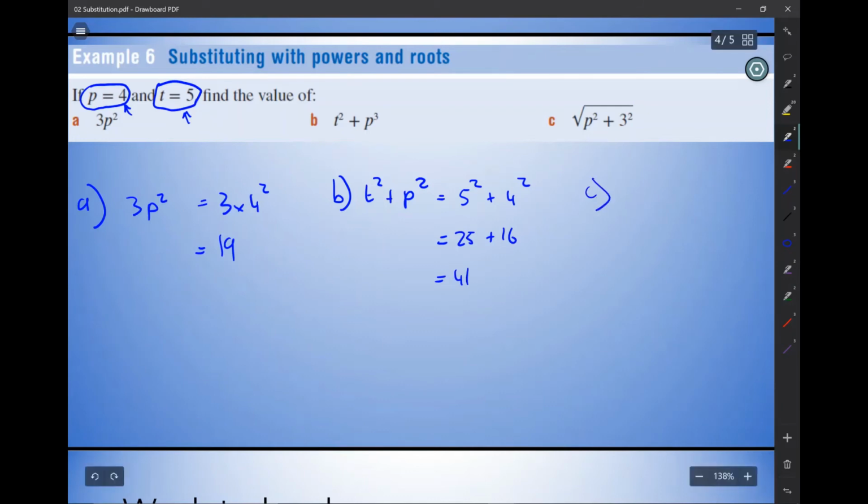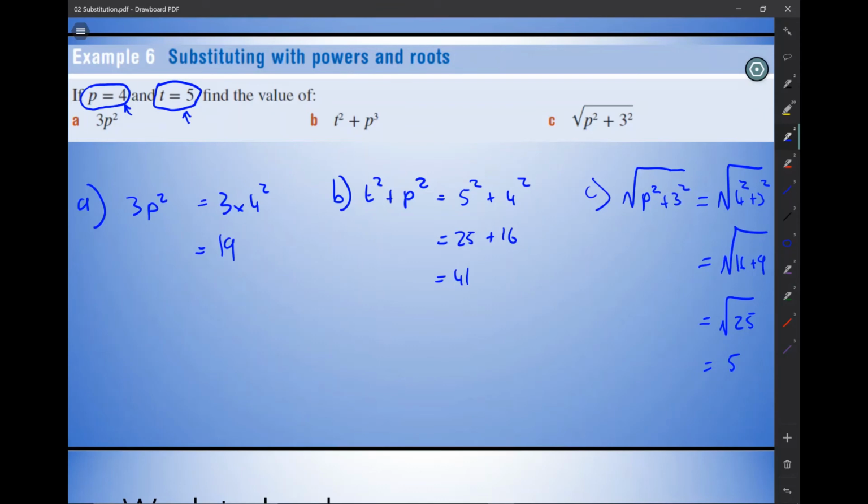And then again, over here you can get even more complicated scenarios. Which equals the square root of, wherever we have a p, we put a 4, plus 3 squared, which equals the square root of 16 plus 9, which equals the square root of 25, which equals 5.